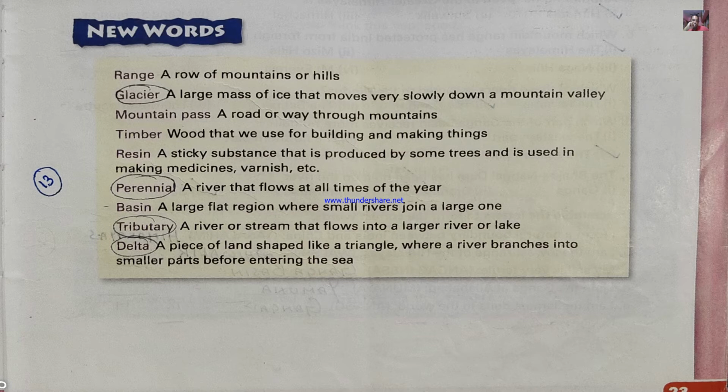So when they come and join the big river, that is river Ganga, they form a certain pattern which looks like a basin, a large flat region where small rivers, obviously these rivers are coming down from the mountains or very high regions, and then they come and join the large one, that is river Ganga, and then they form the trough or a basin.